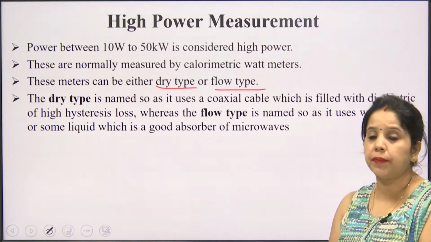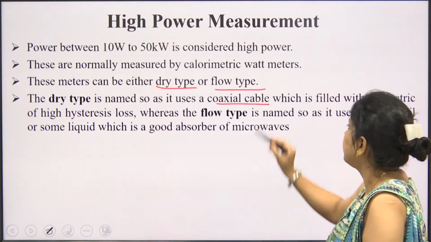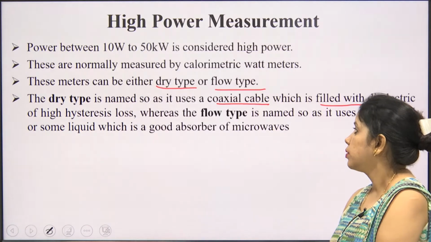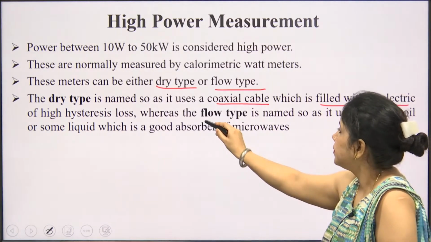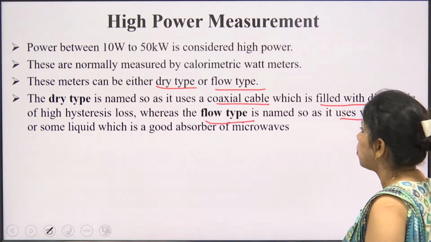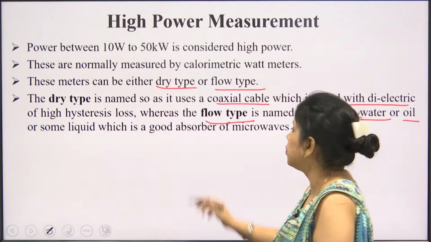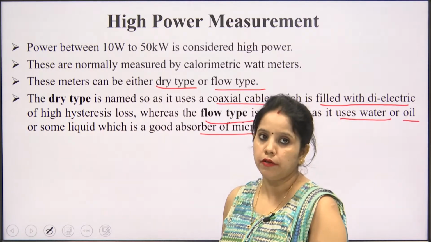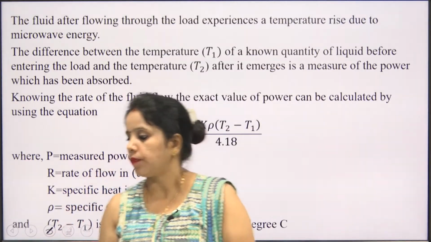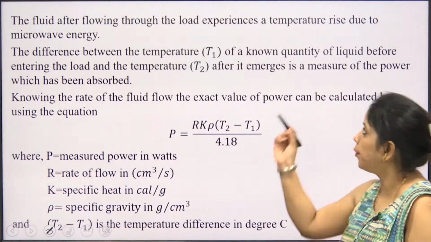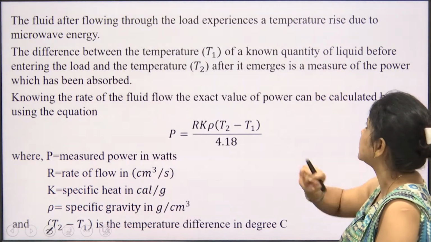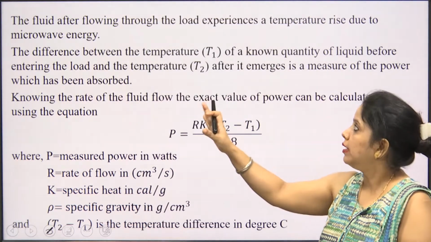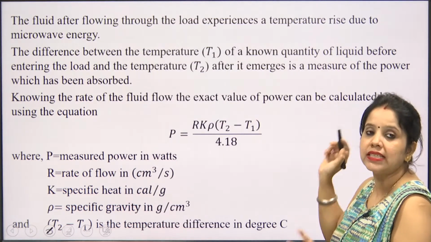Dry type is named because it uses a coaxial cable which is filled with a dielectric of high hysteresis loss, and flow type is named as it uses water or oil or some liquid which is a good absorber of microwave. That is why it is named either dry type or flow type. Now, the liquid fluid after flowing through the load experiences a temperature rise due to microwave energy. Whenever fluid flows through the load, there is a temperature change.